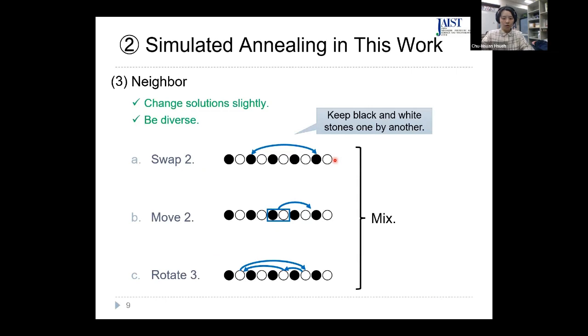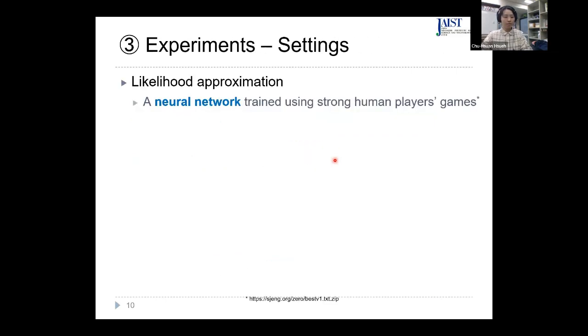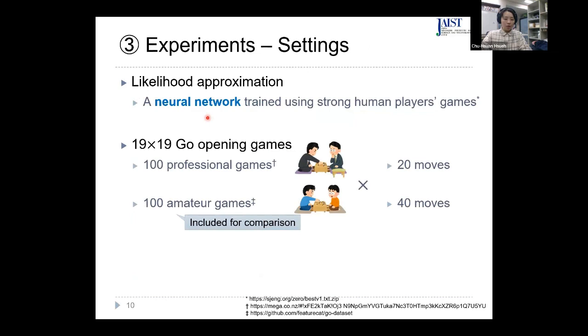Okay, so now we are ready to go into the experiment. First of all, we need to have the likelihood function, and we approximate it by a neural network trained using strong human players' games. The neural network takes a position as input and gives us the probability of playing the moves. We target 19 by 19 Go opening games. We use 100 professional games in our experiment, and we included another 100 games from amateurs for comparison.